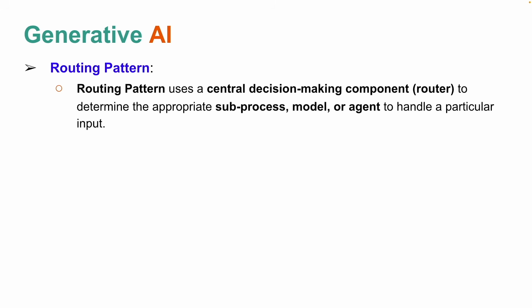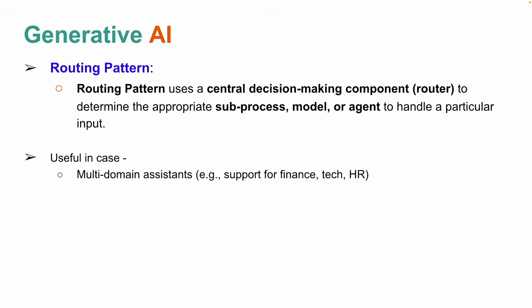It means there is an input, then there is a router. You are submitting your request to the router, and the router will make the decision on which particular LLM I need to send this request. There are multiple options available for the router. What could be the possible use case? A possible use case will be multi-domain assistance.